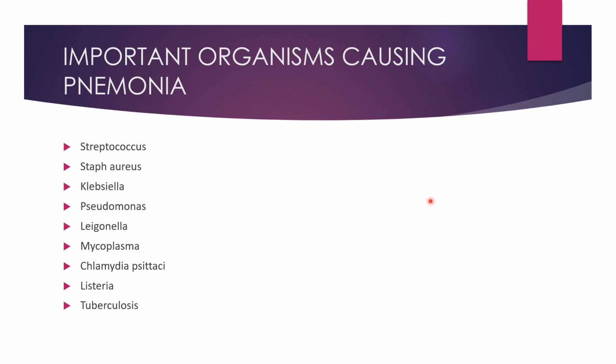And the MCQs can also ask you the organism that is causing pneumonia. So I've made this list of important organisms causing pneumonia. The first one is Streptococcus pneumonia, which is the most common cause of community acquired pneumonia. And Staph aureus, Klebsiella, Pseudomonas, Legionella, Mycoplasma, Chlamydia psittaci, Listeria, and tuberculosis. These are all some of the important pneumonia causing organisms.